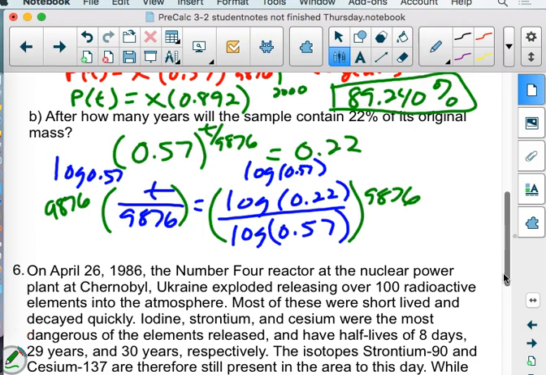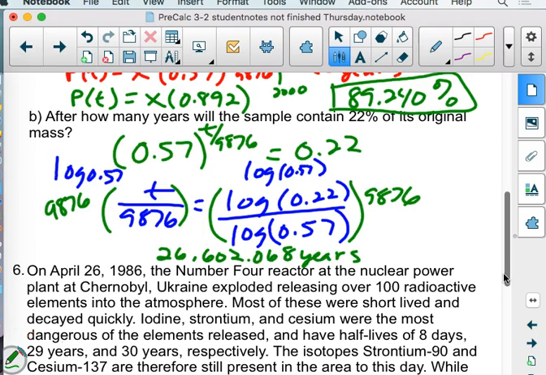And how many years later? Well, it's radioactive stuff. It's going to take a long time. So log 0.22 divided by log 0.57. Multiply that by 9876. That's a lot of years. So 26,602.068 years.